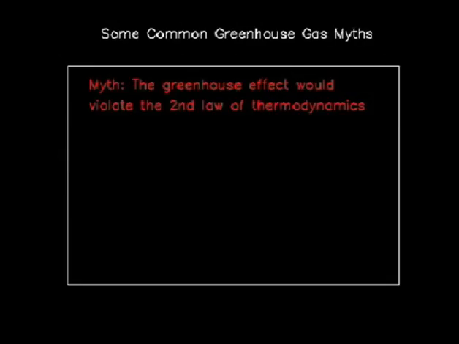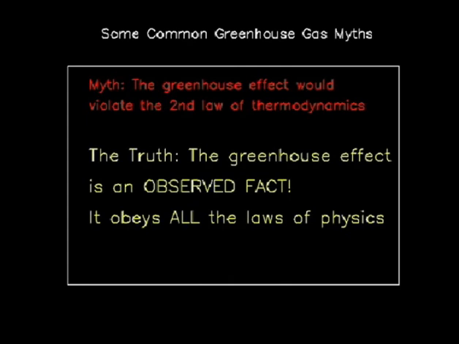It has sometimes been alleged that the greenhouse effect would violate the second law of thermodynamics. Here is the truth. The greenhouse effect absolutely does not violate the second law of thermodynamics or any other law of physics. It is an observed fact. This myth probably arose because of a misconception that in order for some energy to be back radiated to Earth, the atmosphere would have to be warmer than the Earth's surface, which it is not. There is still a net positive flow of energy from the Earth's surface to space.